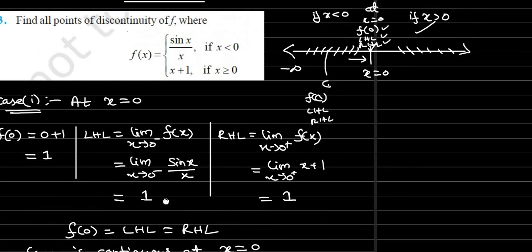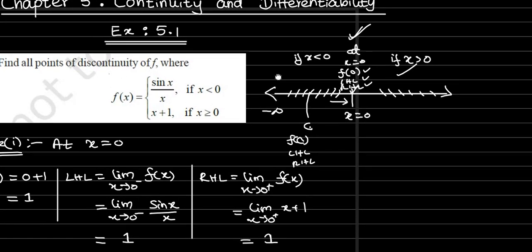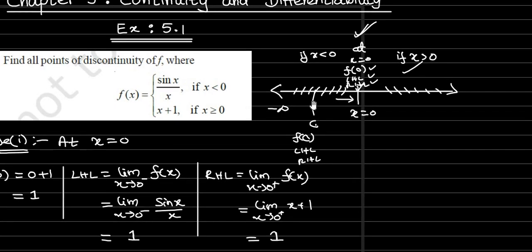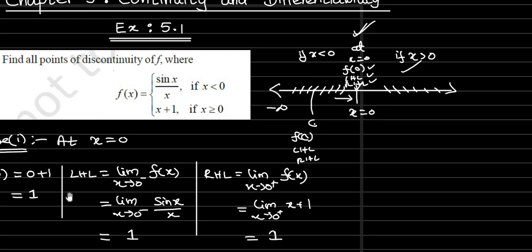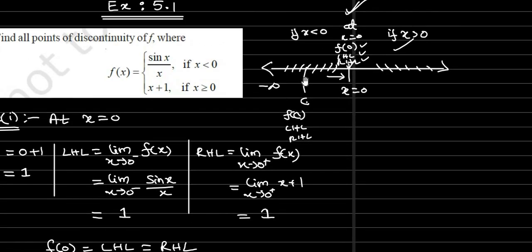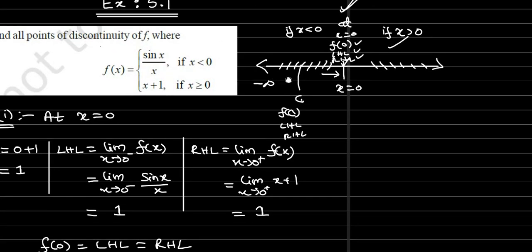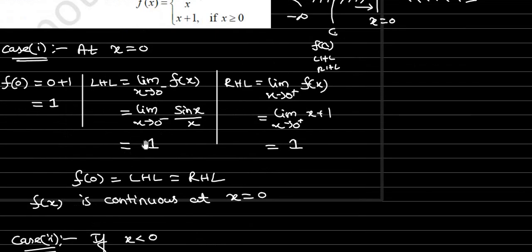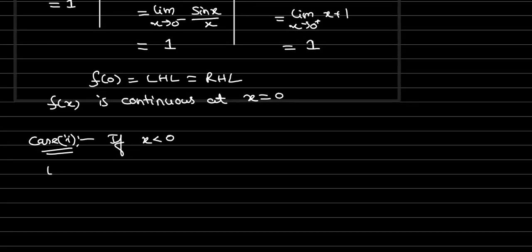Next, case 2, if x is less than 0. For this entire interval, let's check whether the function is continuous or discontinuous. Now case 2, if x is less than 0. If x is less than 0, we have infinite real values lying in this particular range, so we can take it as c. Let c be any real value.